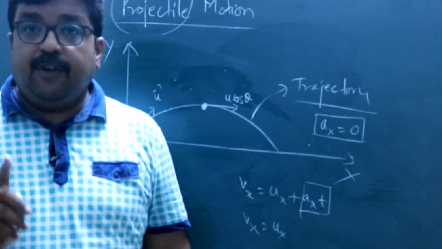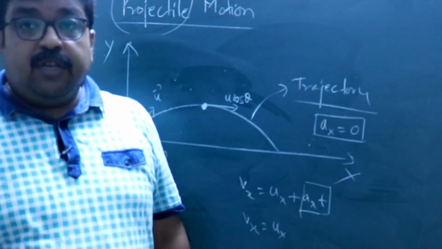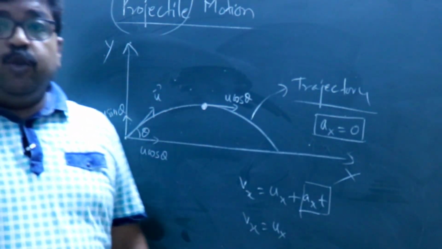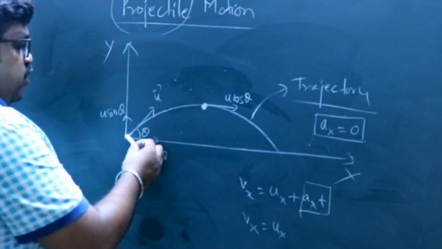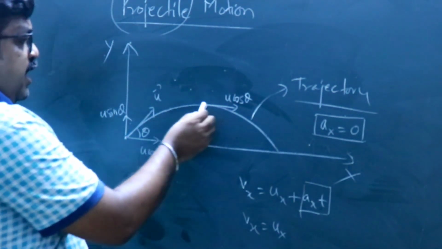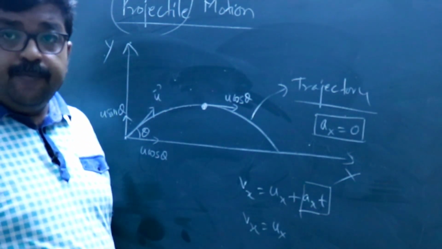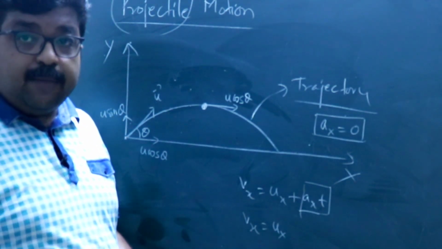So don't say the velocity at the highest point is 0. The velocity at the highest point will be u cos theta. Okay, and see, this velocity along the vertical direction, at the highest point it has become 0, but now it has to come down. So what happens?